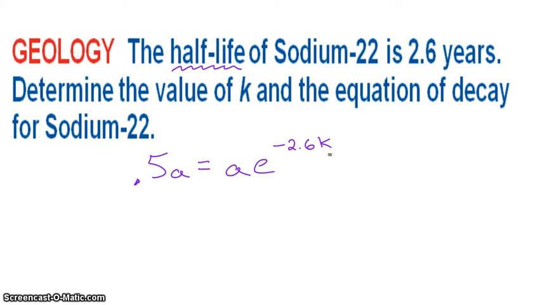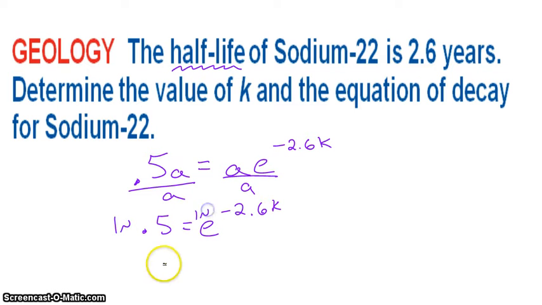Now I want to figure out what k is, so I'm going to divide both sides by A to get the e all by itself, and the A's drop out nicely for us. So, in order to get that k out of the exponent, in order to actually work with it, I've got to take the natural log of both sides. So I've got natural log of 0.5 equals, remember natural log of e simplifies to 1, so I will be left with that exponent which dropped out in front. I could divide both sides by that negative 2.6.